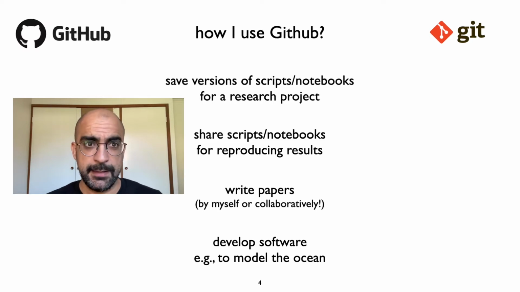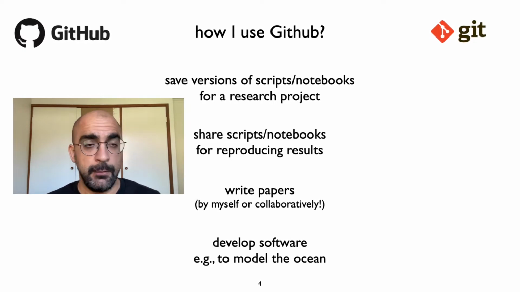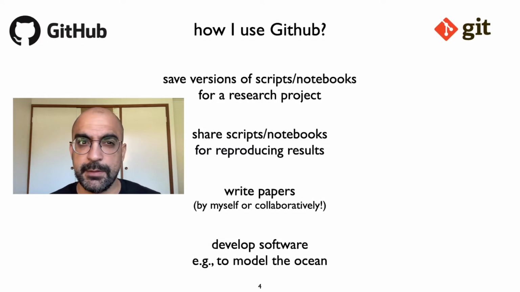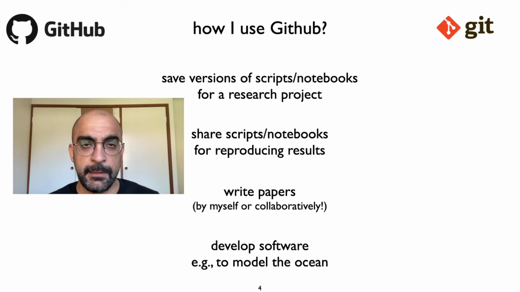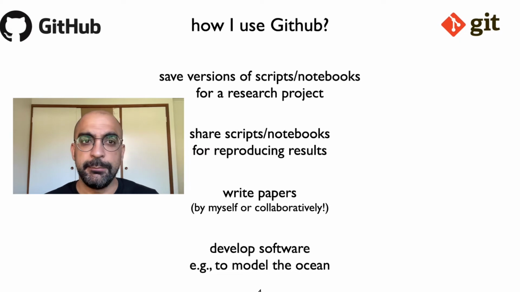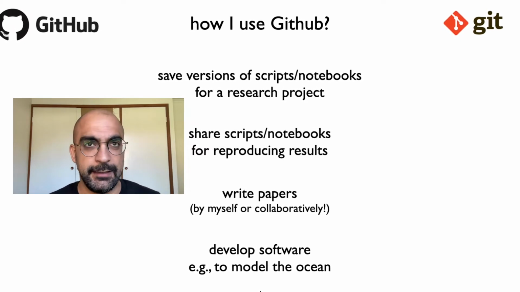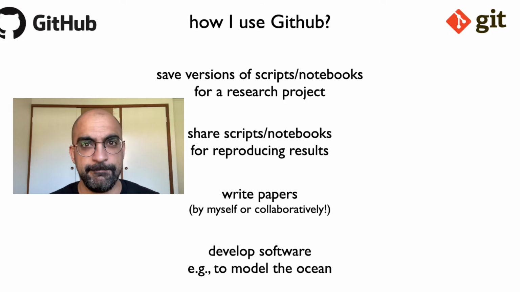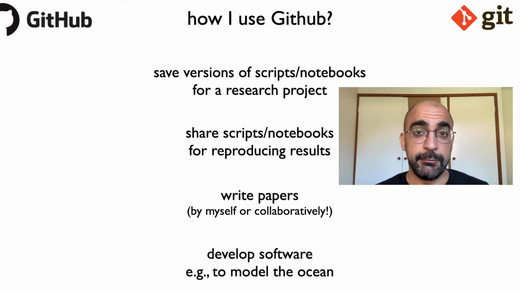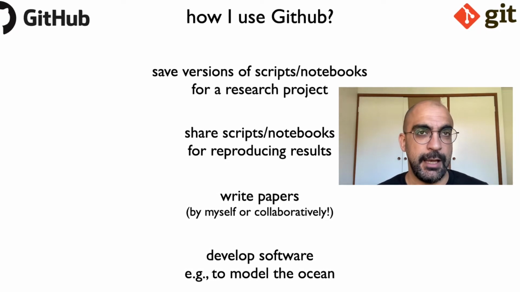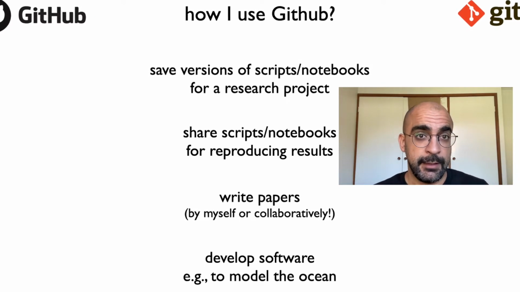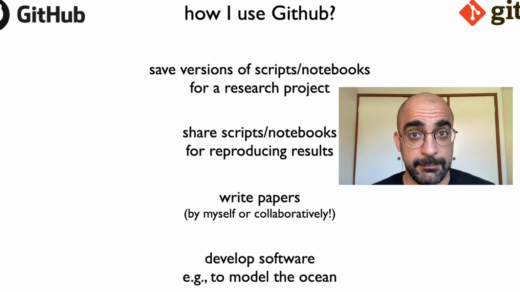So what are some things I do in GitHub? Well, while working on a research project, for example, I will use GitHub to store my scripts and notebooks as they are evolving. This way I have a snapshot of all my work days, and I can return to a previous state if I realize that I went down a rabbit hole, for example. And then when the research project is over, I have a way to share my scripts and notebooks with everybody and allow everybody to reproduce my results.